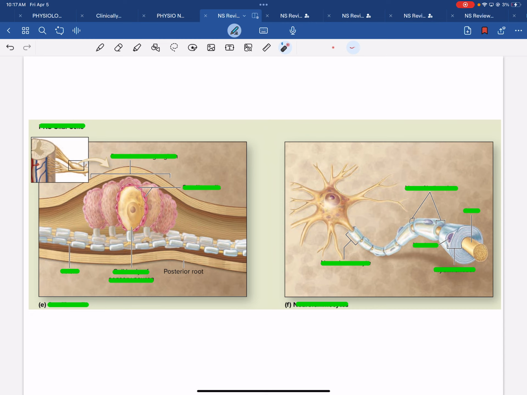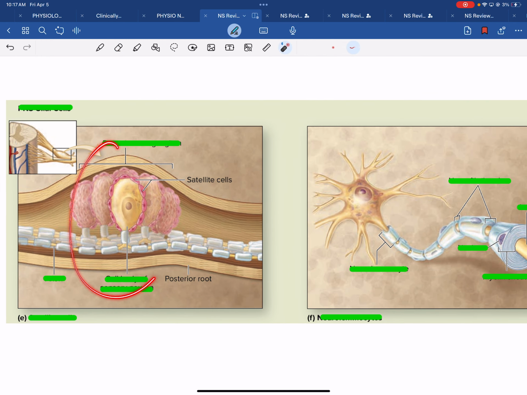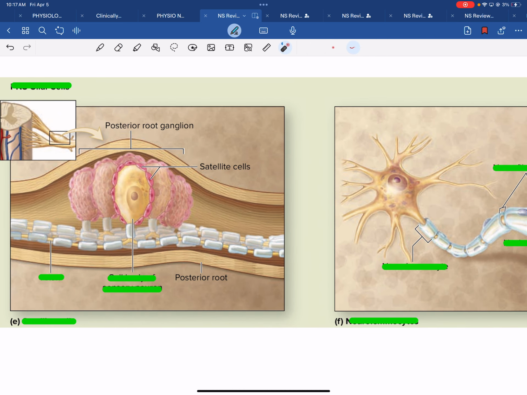There are two glial cells of the peripheral nervous system. Which ones are these? Satellite cells. Good. And what is this? This is unipolar, the posterior root ganglion. Good. What kind of neuron is this structurally and functionally? Unipolar. Yep, unipolar, and it's a sensory neuron, good. So it's the cell body of a sensory neuron. The rest of these are just things that we know.